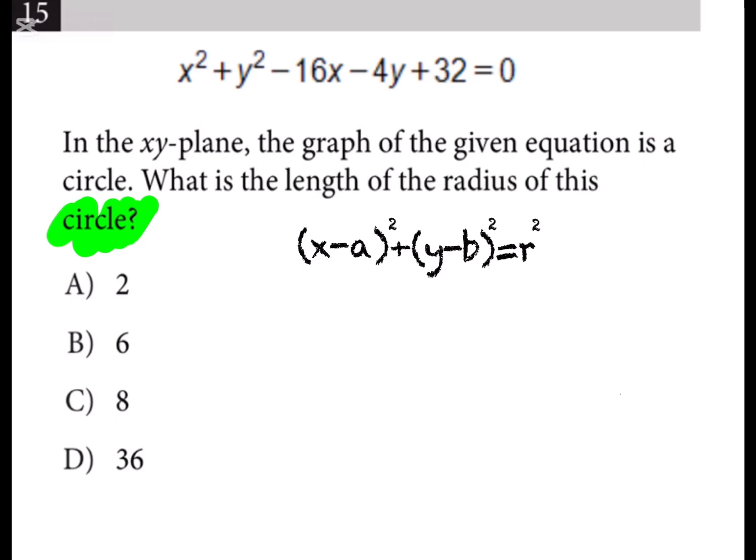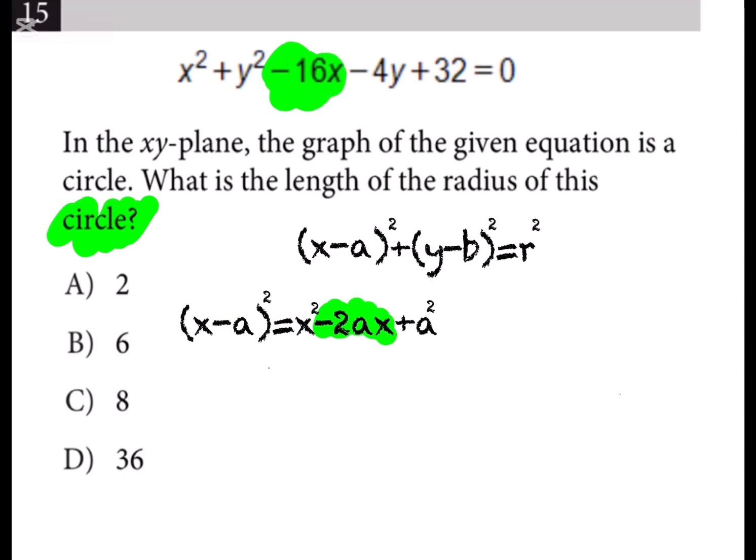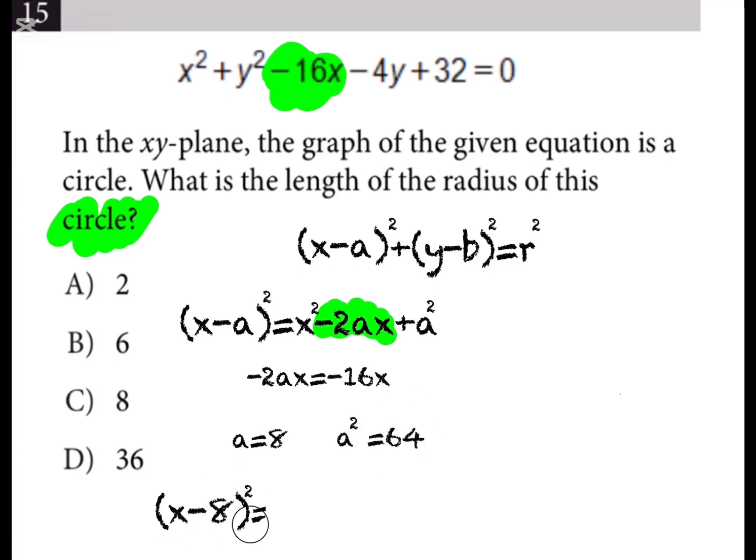To rewrite our equation in this form, we'll complete the square for both x terms and y terms. First, let's quickly recall how to expand x minus a all squared, as it will be essential in solving this question. After expanding x minus a all squared, we observe that negative 2ax must match negative 16x. From this, it becomes clear that a equals 8. Additionally, a squared evaluates to 64. From this, we define the x part of the circle's equation as x minus 8 all squared.